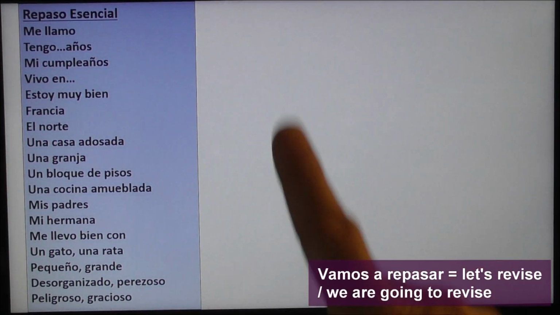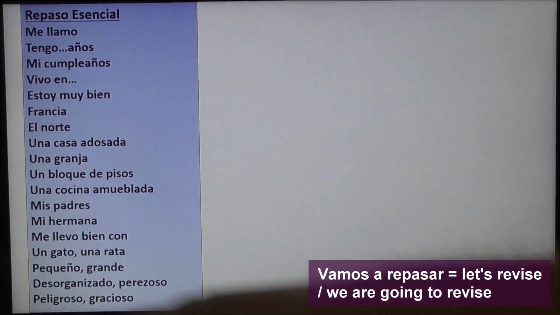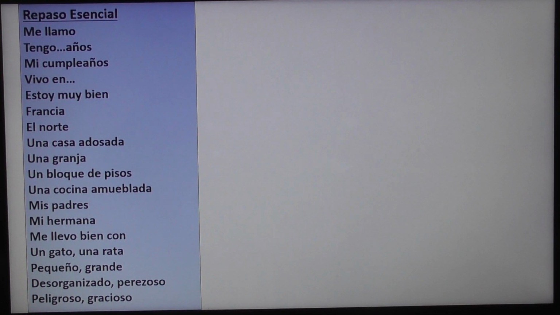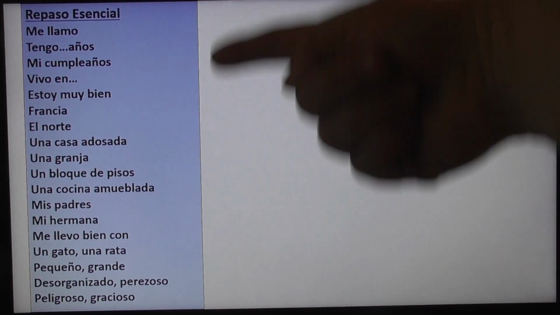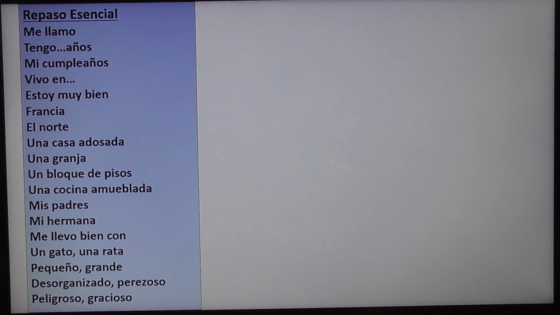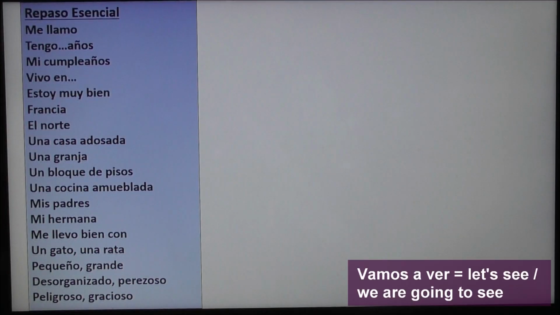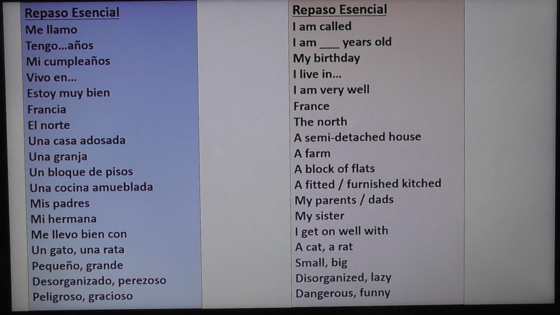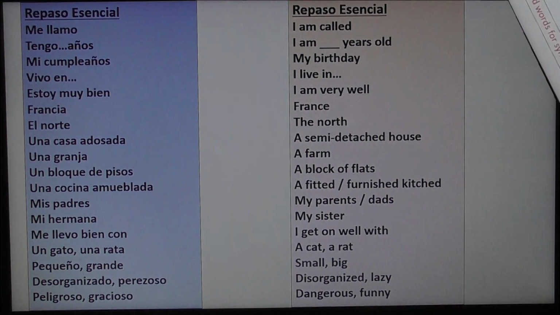Muy bien, y primero vamos a repasar la lista de vocabulario. Por favor, ¿cómo se dice estas palabras en inglés? Y listos en 1, 2 y 3. Vamos a ver. Okay, have a look through, see how you got on with those. Any you weren't sure of, make a note of and keep going back to them.